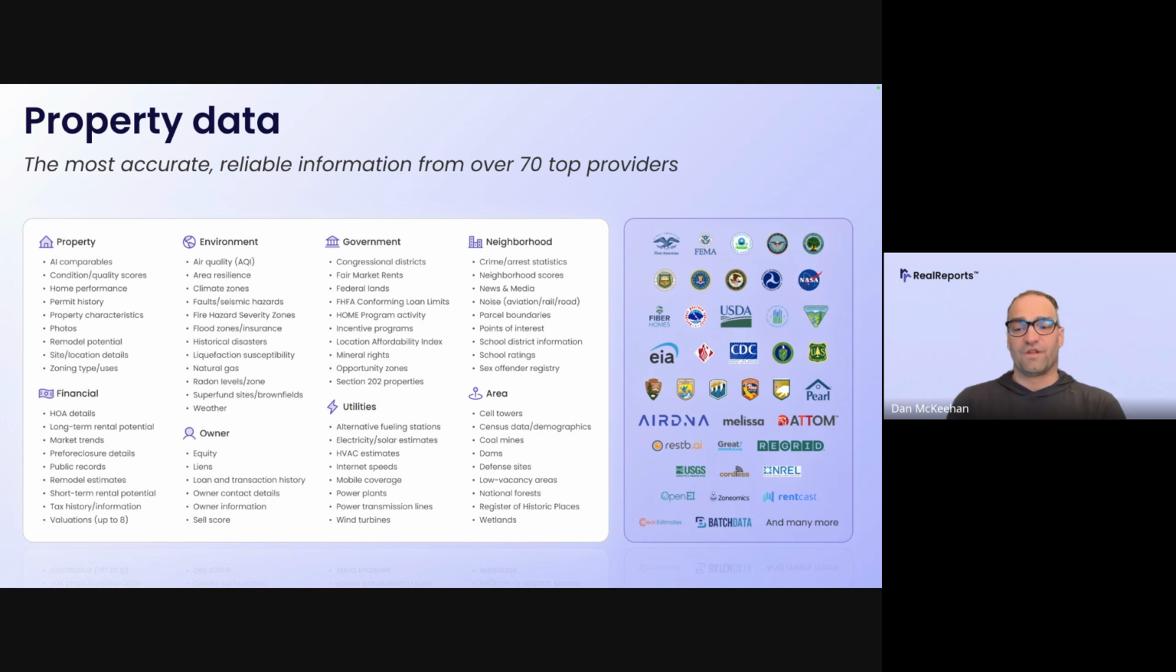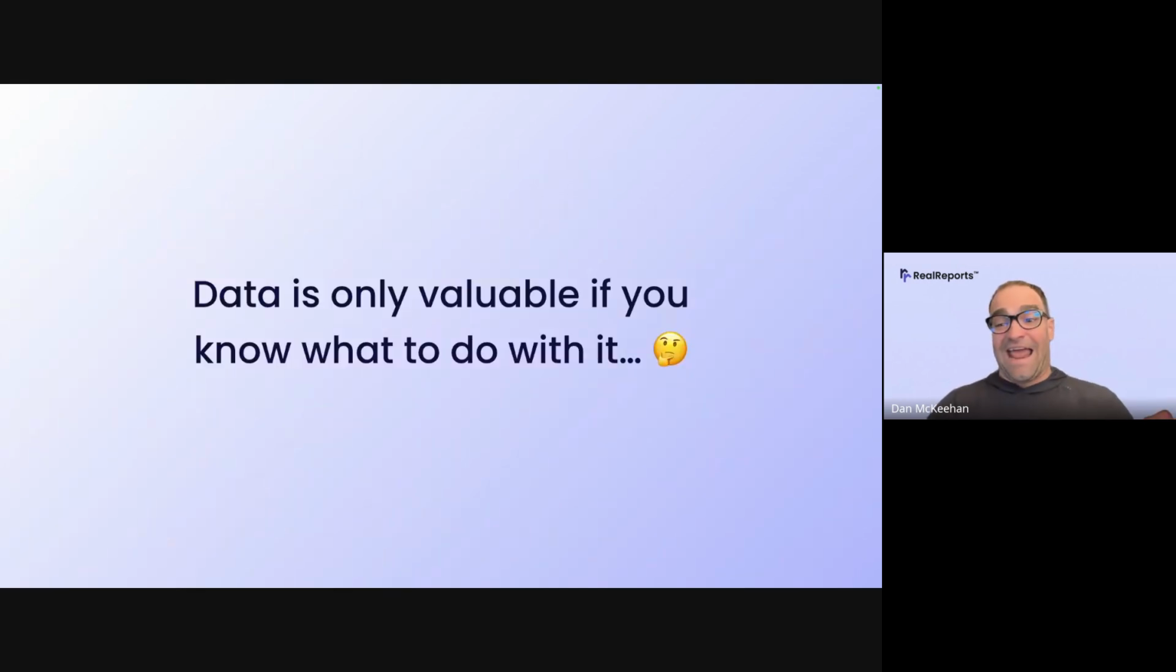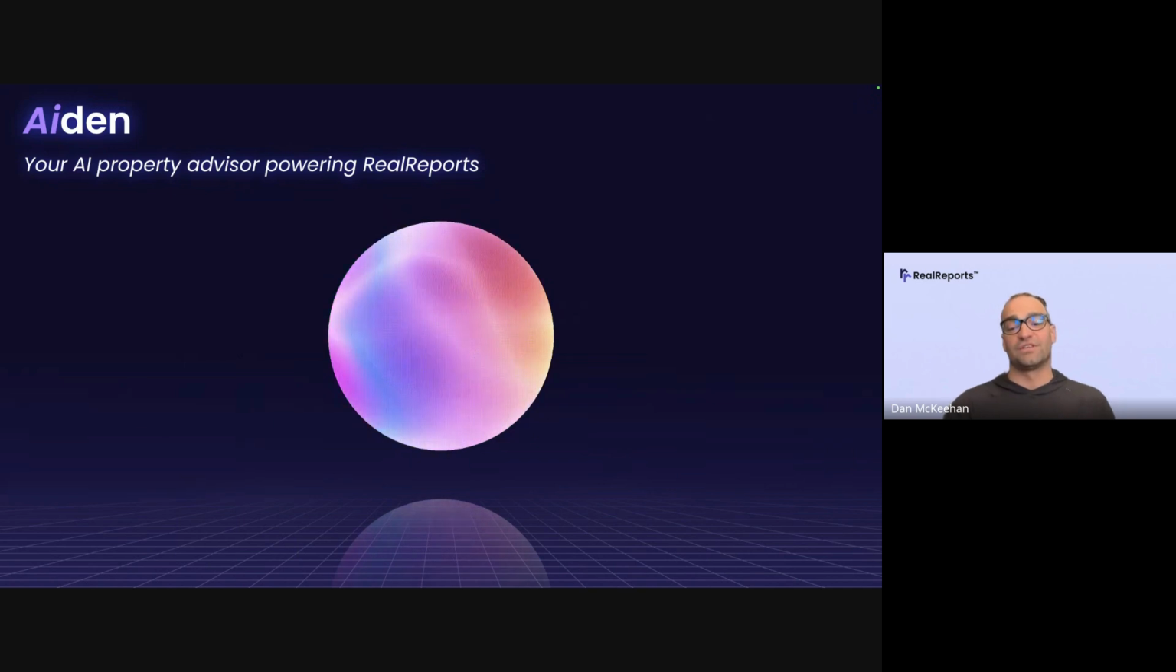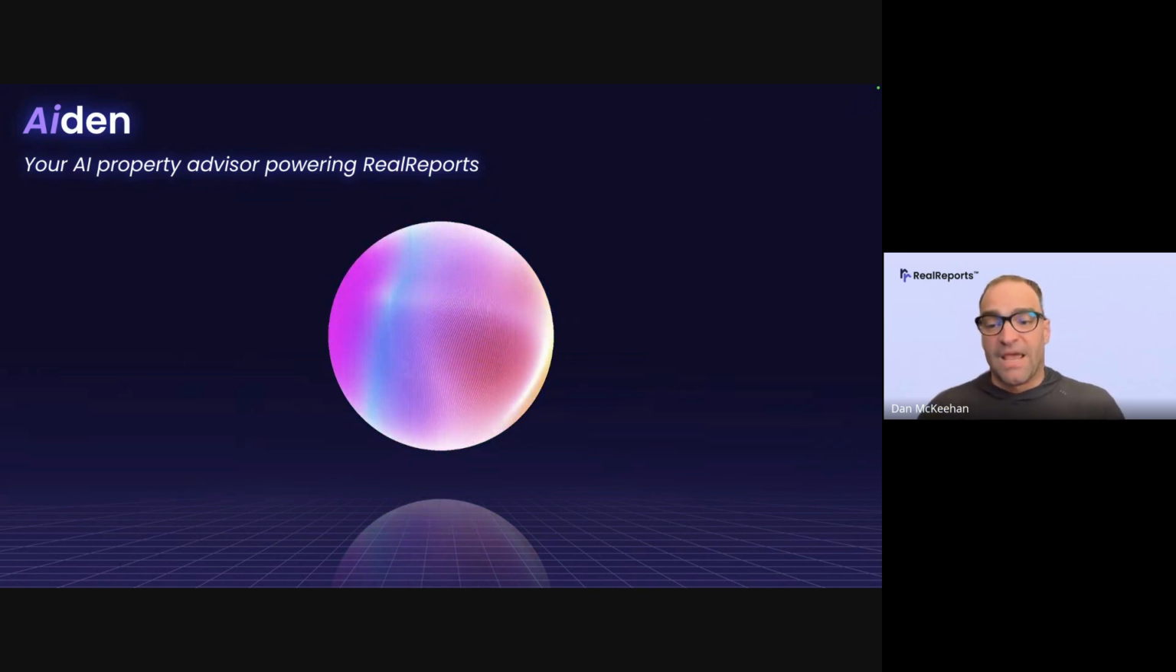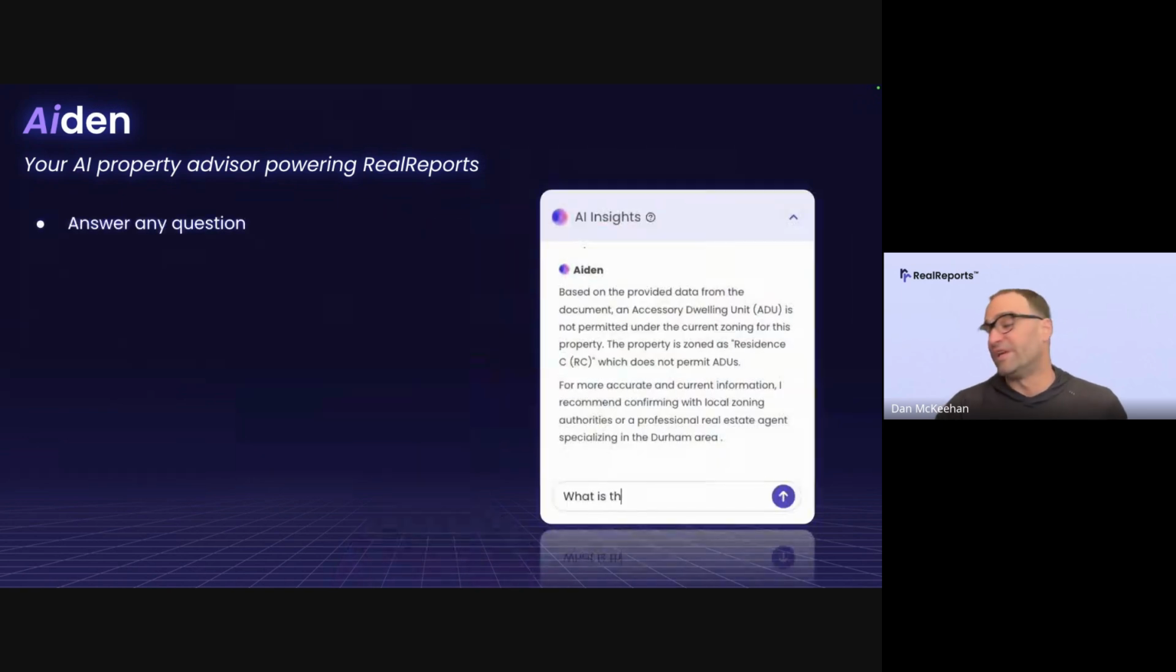Our entire philosophy is that you never know which piece of data is going to hit home with a potential customer. So why not offer the entire ecosystem of data that's available in one high fidelity data set, and then allow the consumer or you as the practicing agent to leverage that data as you see fit. Now, how do you do that? Data is only valuable if you know what to do with it. Our simple, practical answer to that is Aiden. Aiden is your AI-powered property advisor.